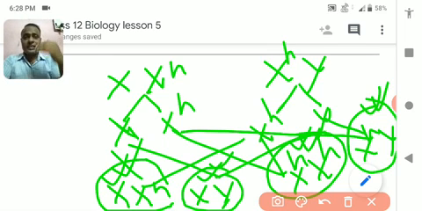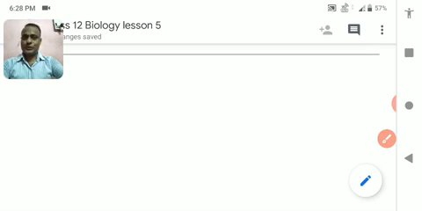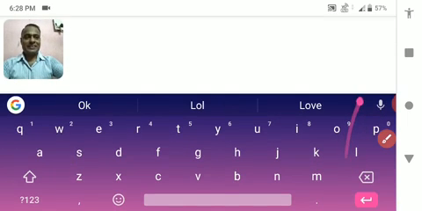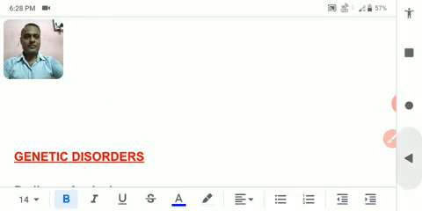So the character transfers from one generation to another generation. I think you understood. Let's have a look. Just wait.